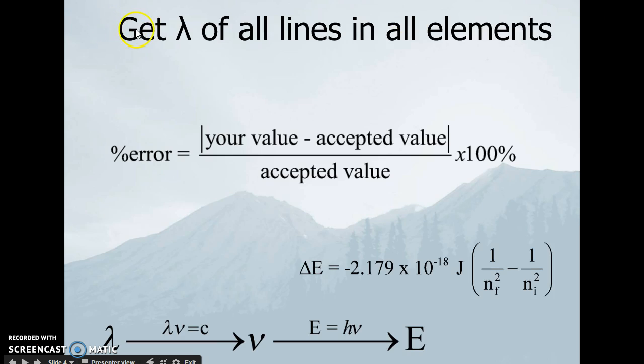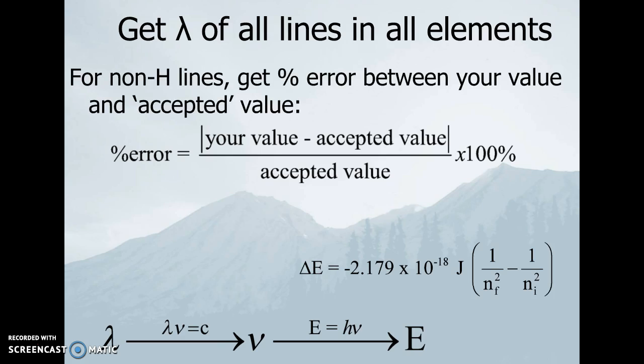In this experiment, you are getting wavelengths of all lines in all elements. So you're getting the wavelengths of the 3 lines in hydrogen, 3 lines in mercury, and 6 lines in helium. So it's a total of 12 lines that you're measuring. For the non-hydrogen lines, meaning all the lines for mercury and all the lines for helium, you're going to calculate a percent error between your value and the accepted value. As part of your pre-lab, you have to go and search out the wavelengths of what the lines are supposed to be for helium and for mercury.